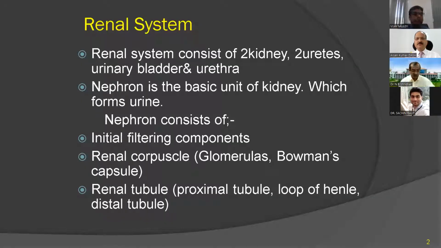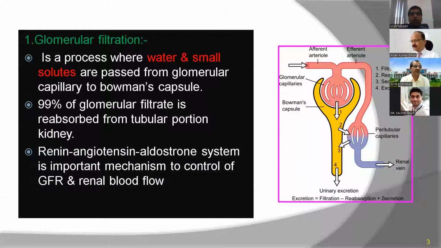The renal system is, of course, one of the important systems of the body, which is very important for the maintenance of the fluid and electrolyte balance. The kidney has different functions. The basic thing is we need to know about the glomerular filtration, and water and small solutes are filtered in the Bowman's capsule, as we have seen on the right side of this picture. Most of them, about 90%, are reabsorbed into the capillaries once again.